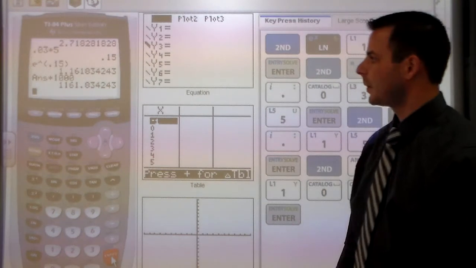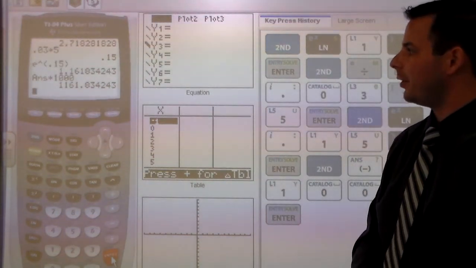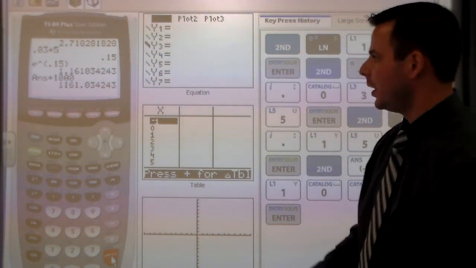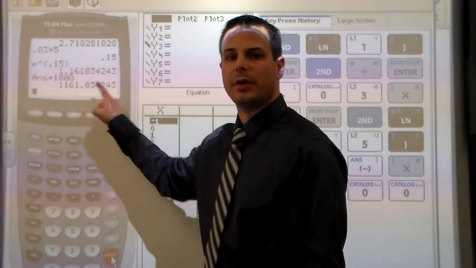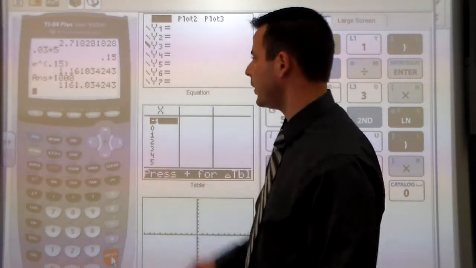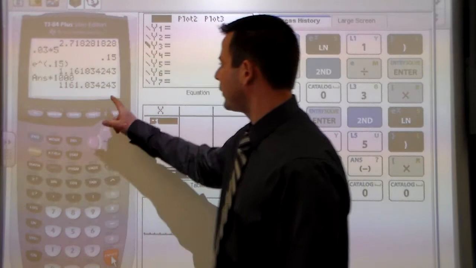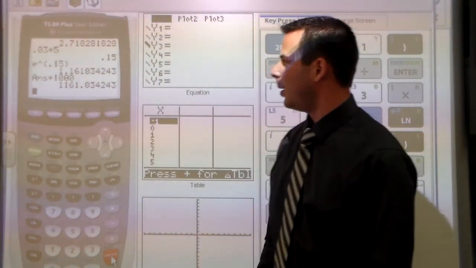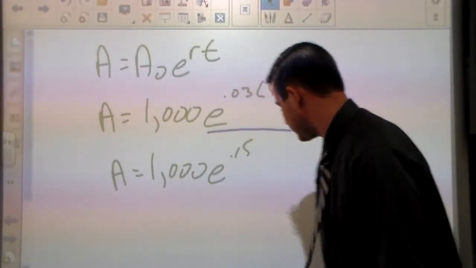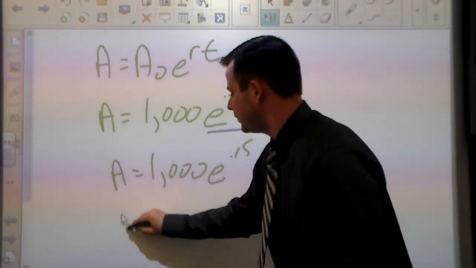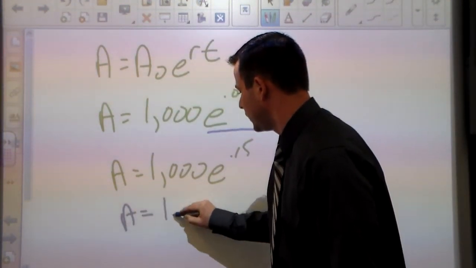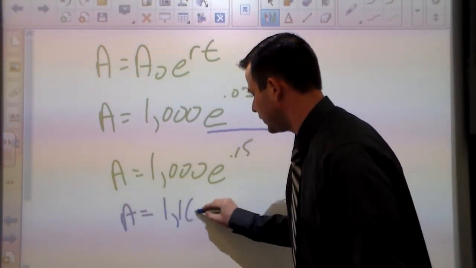Enter. So there's the amount of bacteria that we have in our culture. Just keep in mind, you can't have a portion of a bacteria, so we're going to round accordingly. So the bacteria culture, we're going to truncate the decimal, 1161. So A equals 1161.